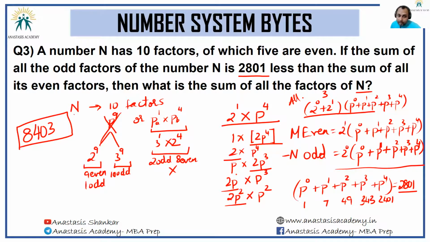In case you want to identify what precisely n is, it is 2 into 7 raised to the power 4, which is 2401 into 2, so 4802. This is the actual number, and the sum of all its factors is 8403. This is the answer. The number n is 4802.